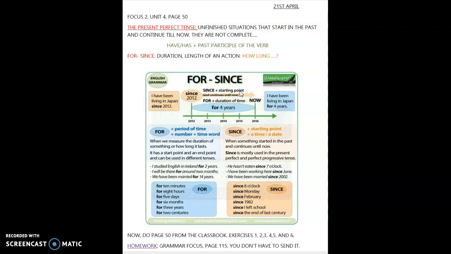1999. Desde. I have been living in Japan since 2012. From that moment onwards, probably today, I still live in Japan. Yes, so when do we use since? We use since with a starting point in time, with a time.